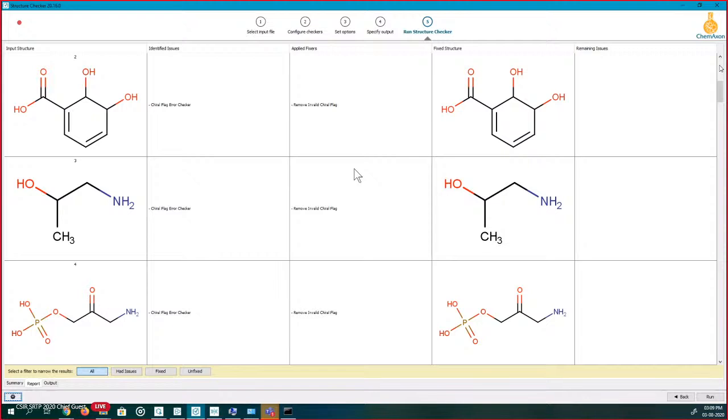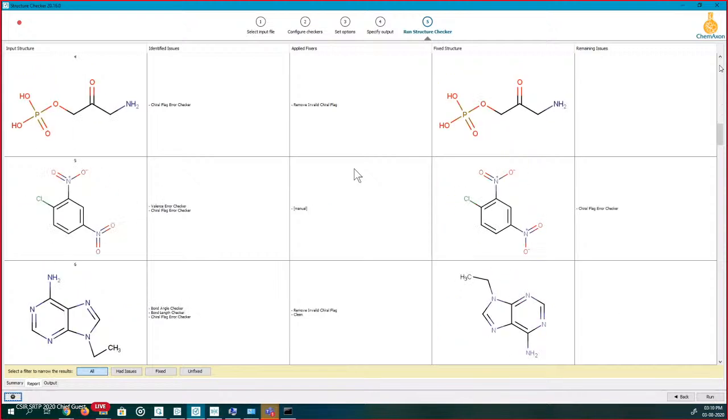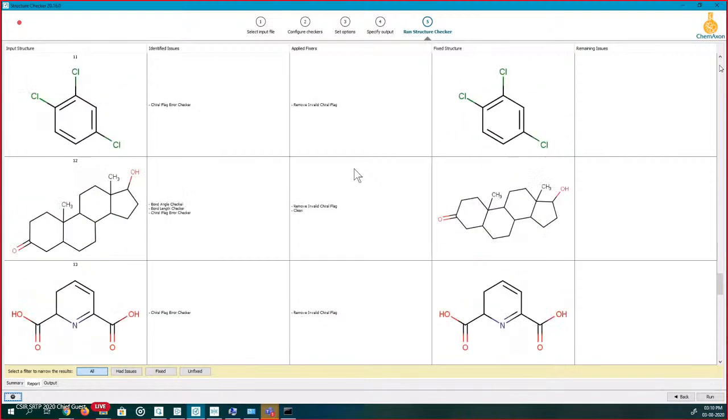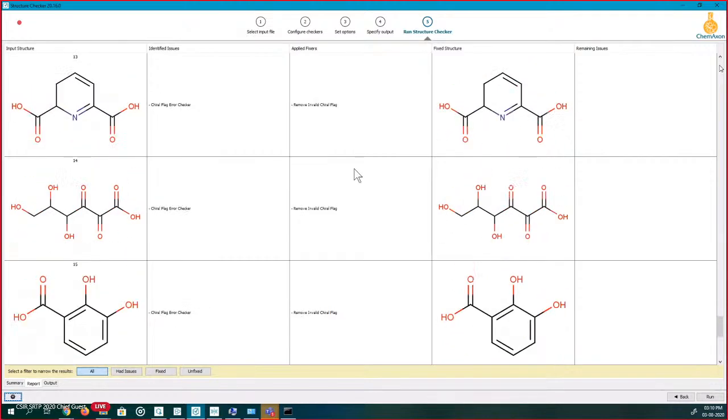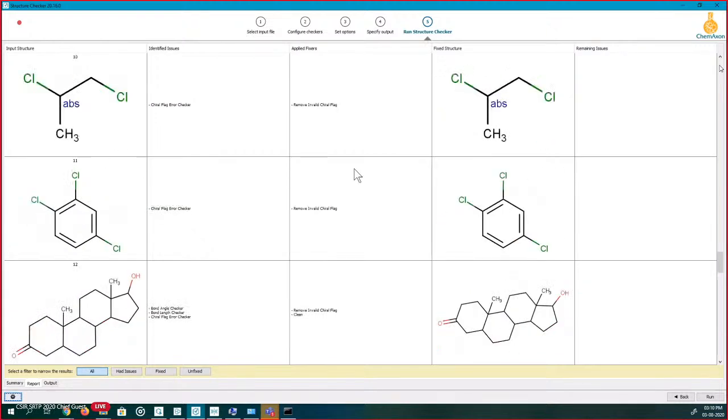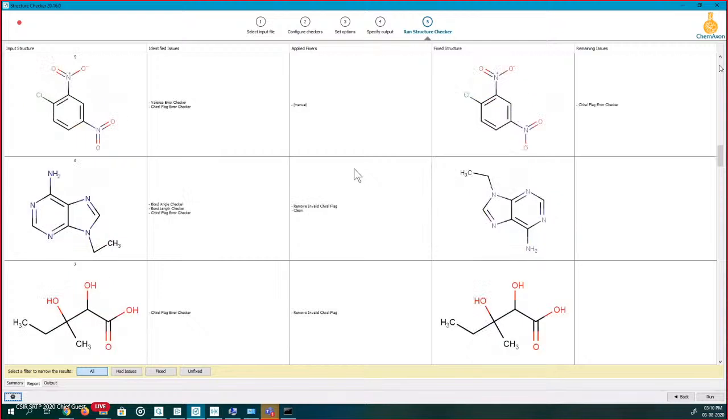Let's go to the molecule which was prompted to us to fix, which is probably somewhere down at the bottom. This was the molecule. So you see, this was the prompted molecule, and we fixed the valency, and this is the fixed structure now. This is another example of a bond angle checker or bond length checker. You see, my input molecule has the wrong bond and the length was not correct. After applying the checker and fixers, my output molecule looks proper now.